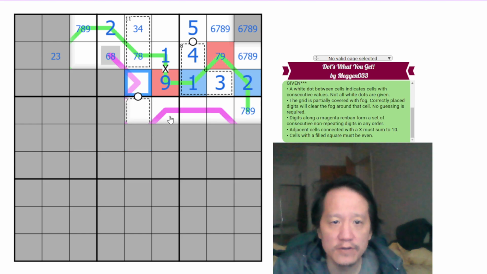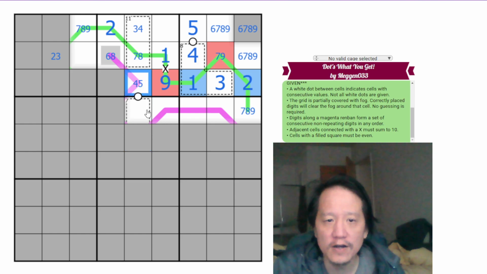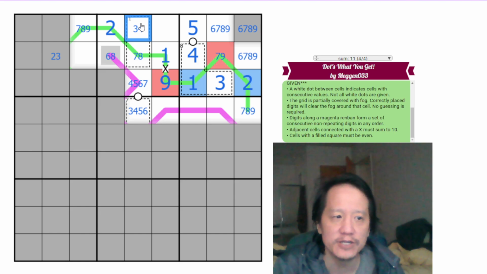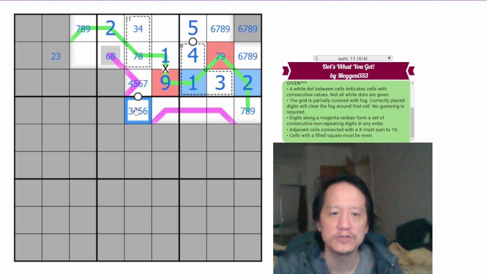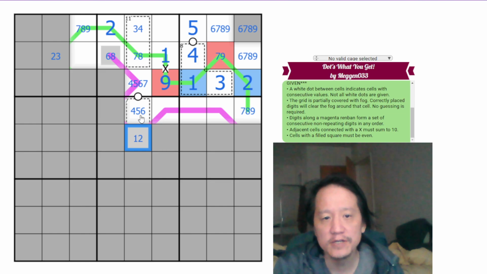These are consecutive. So this is 4, 5, and 6, 7. So that's possible. This can only be 1 through 6. So it's 3, 4, 5, or 6. But if this is 3, this has to be 4, but then that eliminates both possibilities from that cell. So this cannot be 3. So it's 4, 5, 6. Okay, so this cannot be 3 and 4 because that eliminates both possibilities there. This is a 3, this is a 4. So this is 1 or 2, this is 5 or 6.